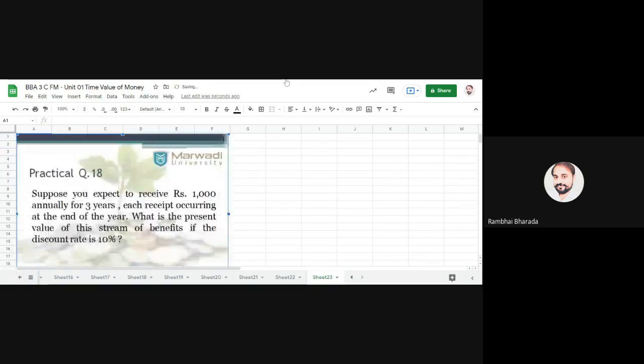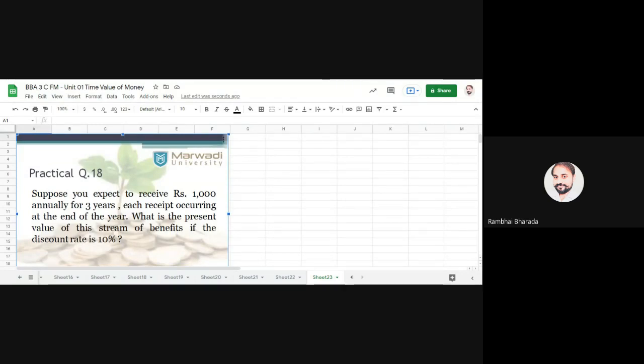Now see this practical question. You are expected to receive 1,000 rupees annually for the next 3 years. Each receipt occurs at the end of the year. At the end of the year means it's an ordinary annuity. If it's at the beginning of the year, it means it's an annuity due. What is the present value of this stream of benefit if the discounting rate is 10%?